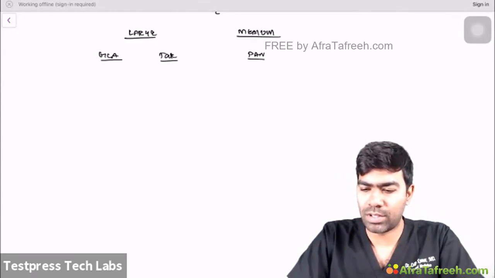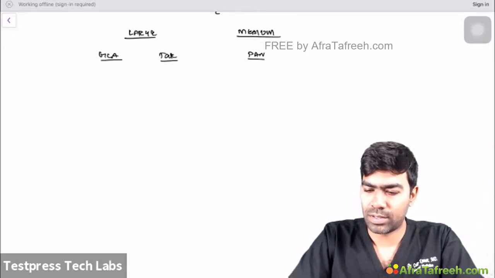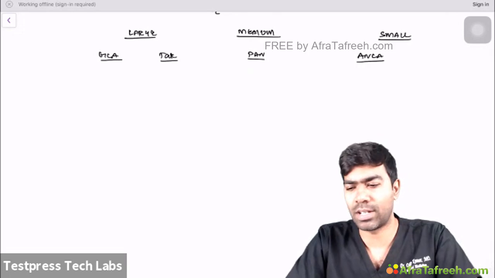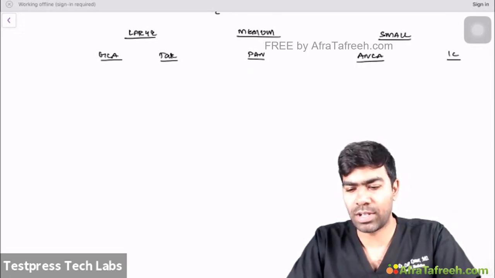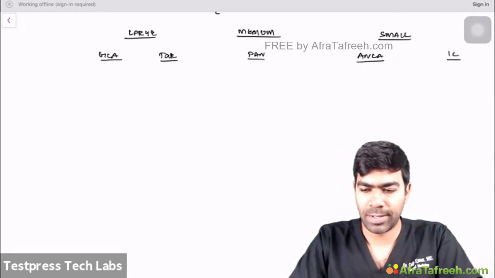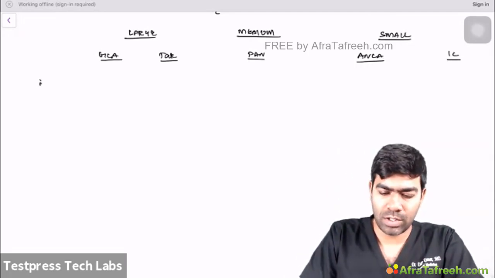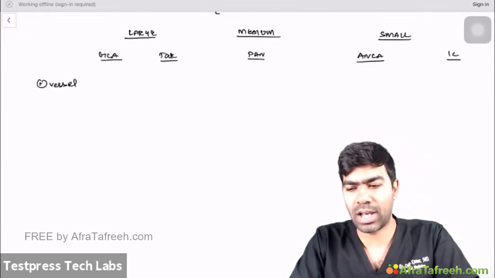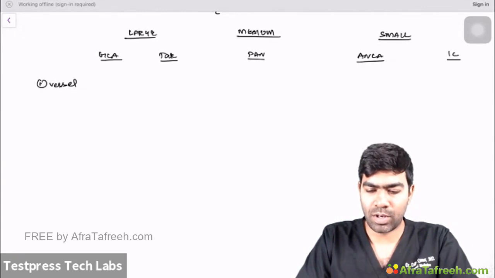Then we have the small vessel vasculitis. In small vessel vasculitis, I can split it into two: ANCA-associated small vessel vasculitis and immune complex related small vessel vasculitis. So we need to know the differences, how they are going to get involved in different areas. The first one is the vessel that is affected. What will be the vessel that is affected in a large, medium, and small vessel vasculitis?